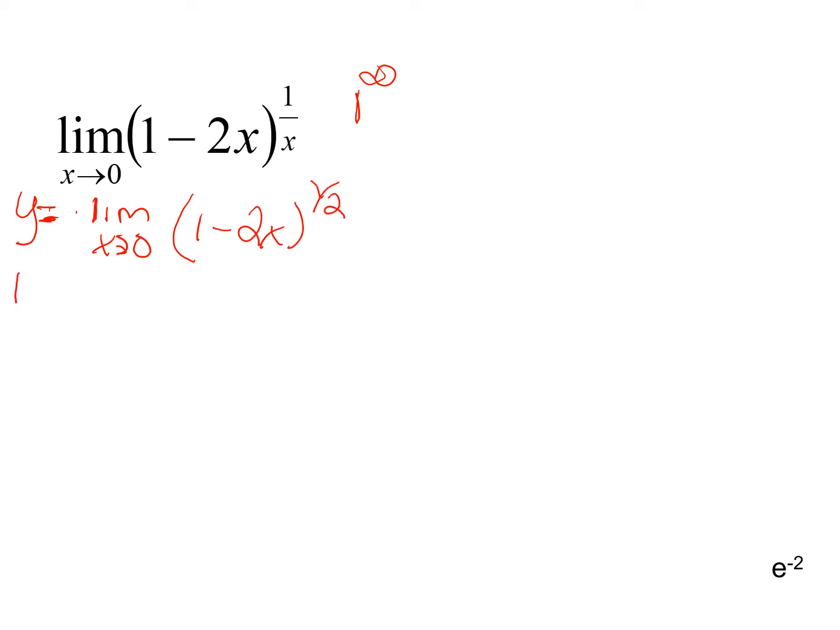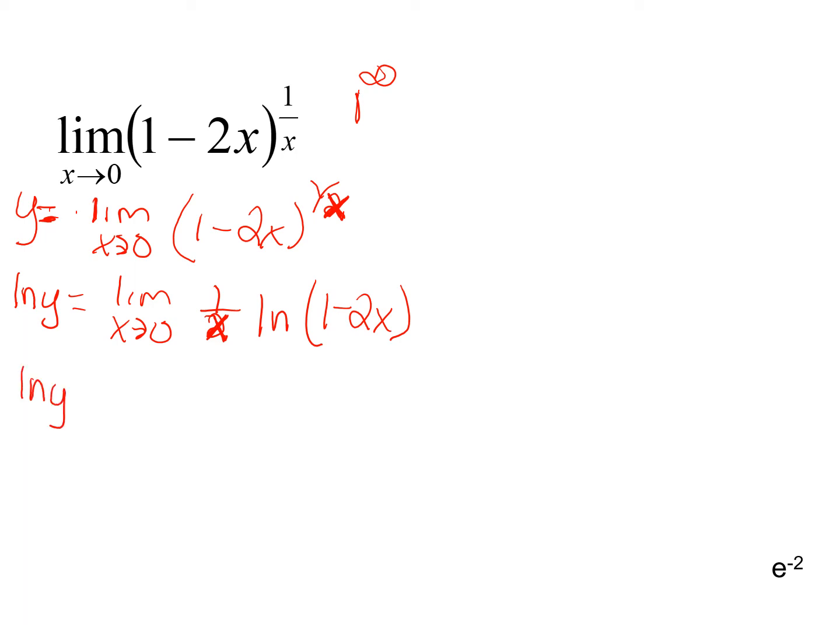And then we're going to take the natural log of both sides. That gives me the limit as x approaches 0 of 1 over x times the natural log of 1 minus 2x. Doing a direct substitution, I get 0 over 0, so therefore L'Hopital applies. And so now I'm going to take that derivative. And yeah, I am being a little lazy and not writing that because I don't have enough room, but you need to write that down.